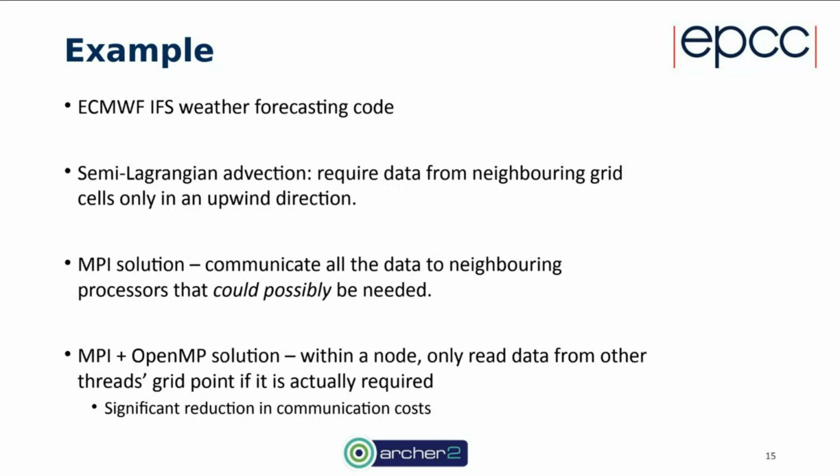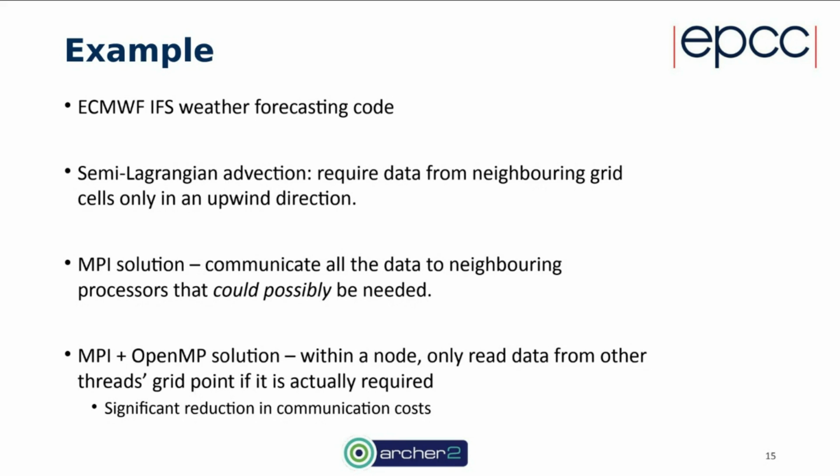So I just want to give an example of this notion where MPI codes communicate more data than they really need. And this is the European Centre for Medium-Range Weather Forecasts' weather forecasting code, which is called IFS. I think it stands for Integrated Forecast System, something like that. Anyway, it's their main weather and climate code. And they use a numerical method which is called semi-Lagrangian advection. So don't worry if you don't know what that means.